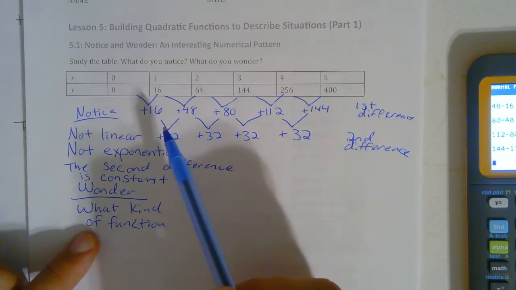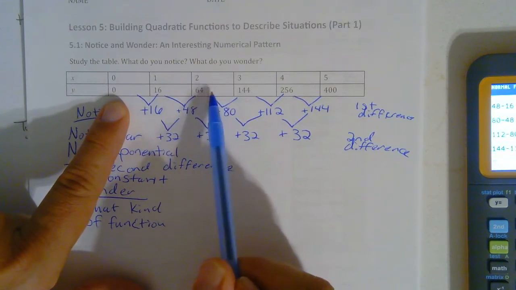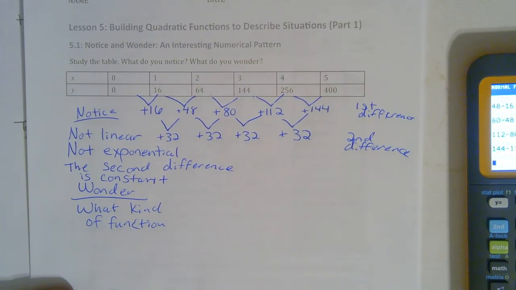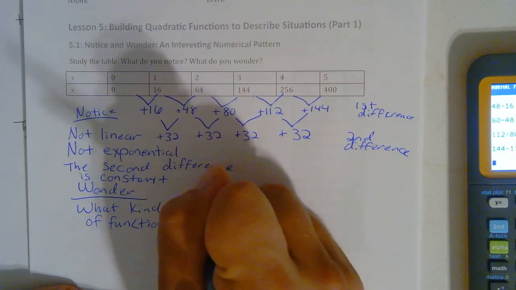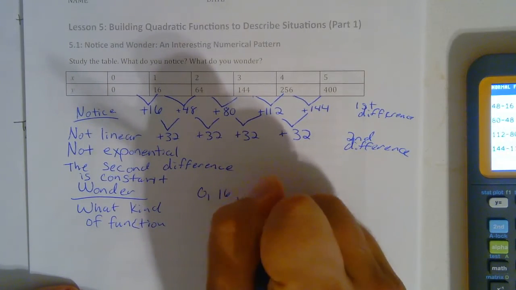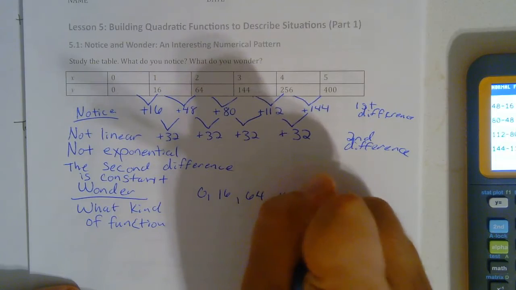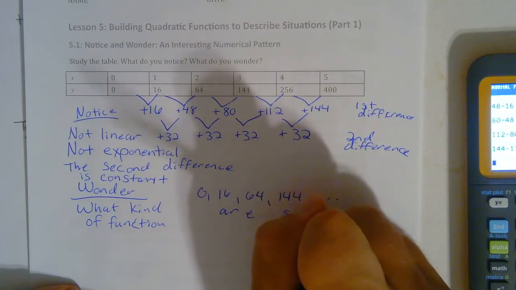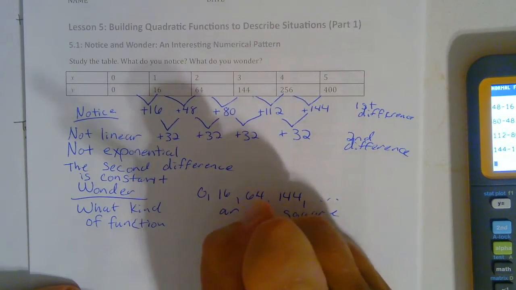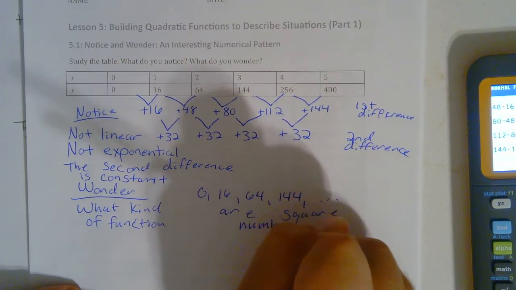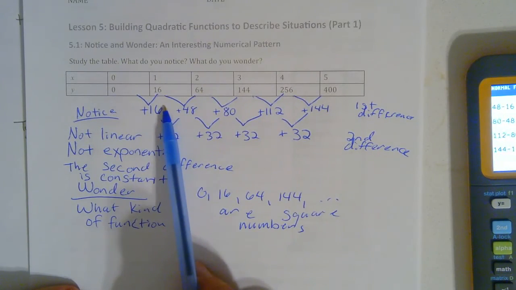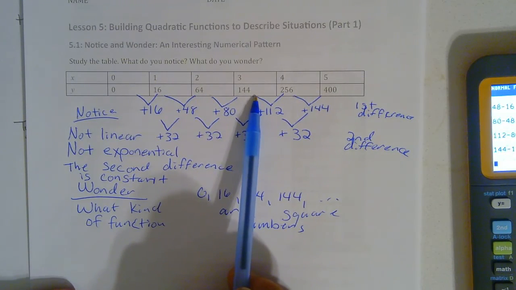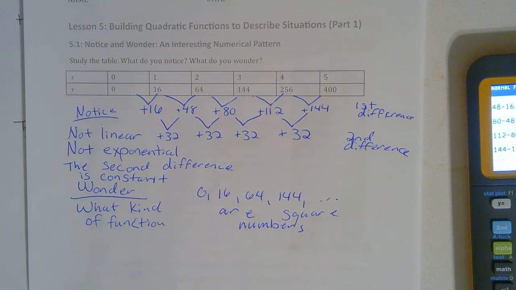The other noticing that I have is that 0, 16, 64, 144, and 256 and 400 are all squares. So we could write 16 as 4 times 4, and 64 as 8 times 8, and 144 as 12 times 12. And we could look for a pattern there to see if we could get an equation.